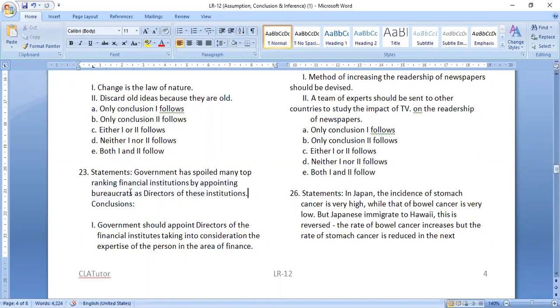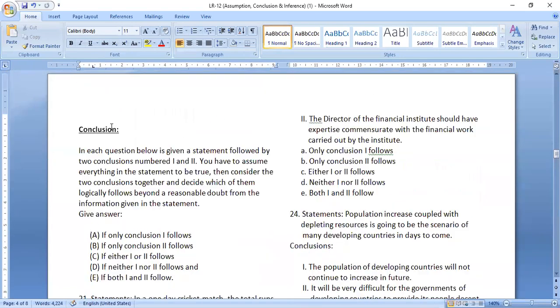But I suppose here we can assume that this is to be true. Like they say, assume that this is to be true and assume that this statement is giving you all the information that you require. Assume that this statement is not withholding any information that you may require to form a conclusion. I think that is what they mean when they say you have to assume that everything in the statement is true.